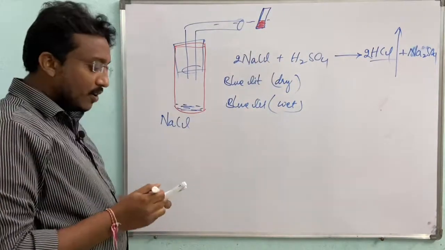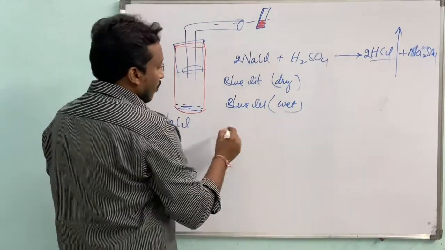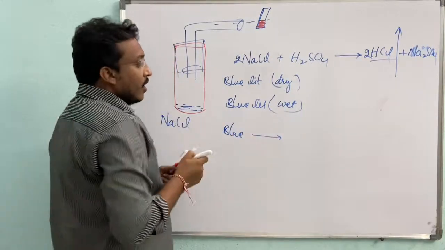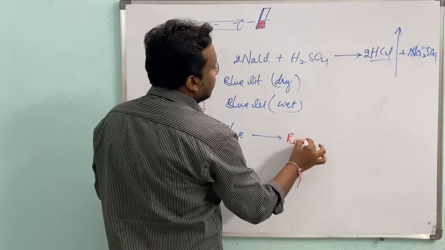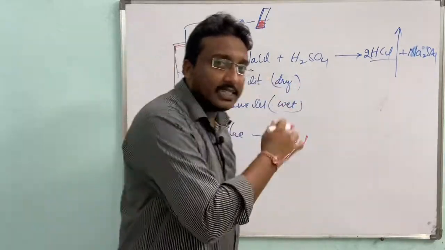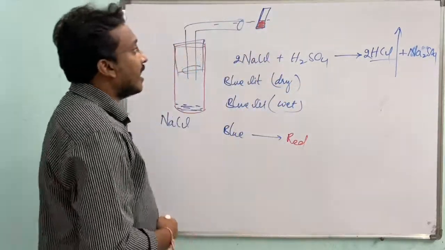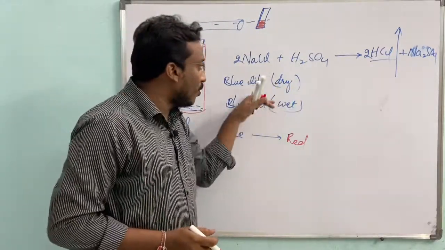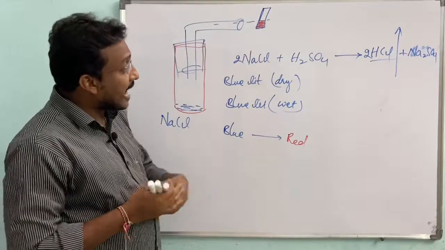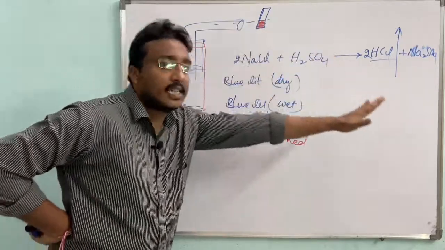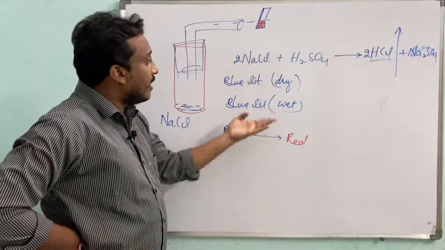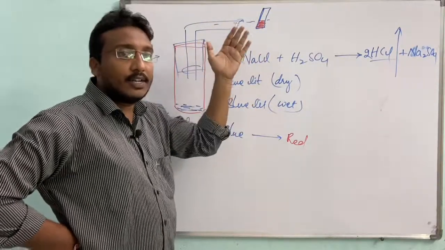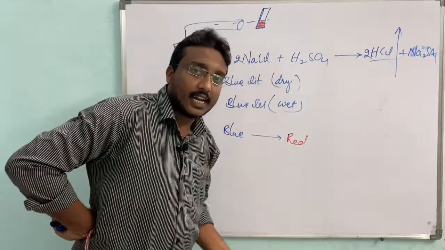We know that blue litmus turns red when dipped in acids. In both cases we have taken blue litmus paper only. When it is dry, why is it not changing color? When we bring the wet blue litmus paper near the delivery tube, it changes its color.